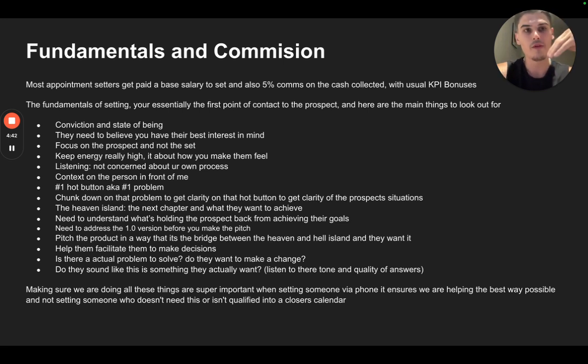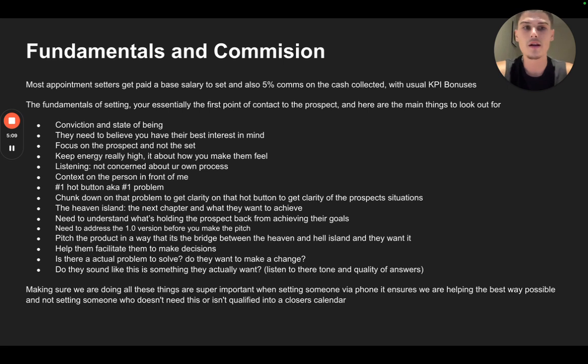You want to run them through the framework, but you don't want to be too robotic about everything. You want to have context on the person in front of you. You want to find their number one hot button, aka their problem, and get clarity of that situation, right? And chunk down on that problem to get clarity on that hot button and on the prospect's situation and where they're currently at. The Heaven Island, the next chapter, and what they want to achieve.